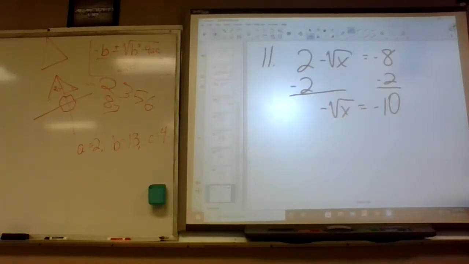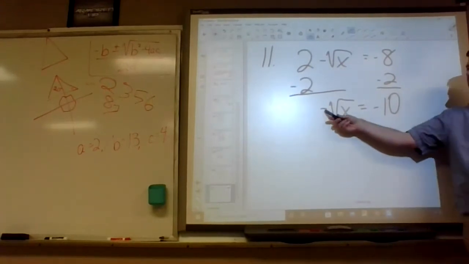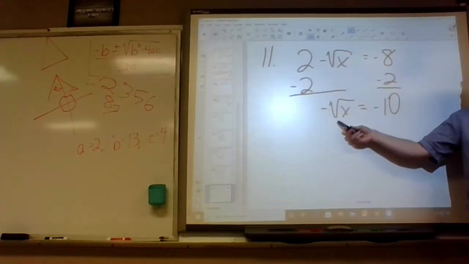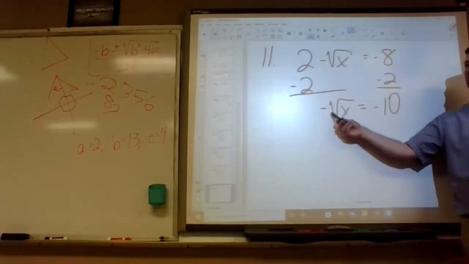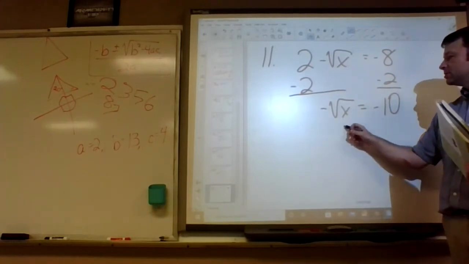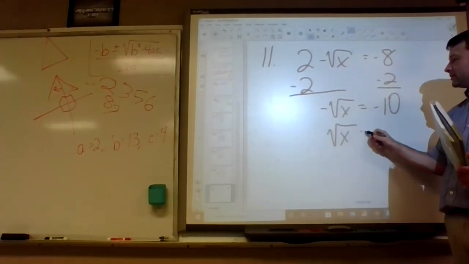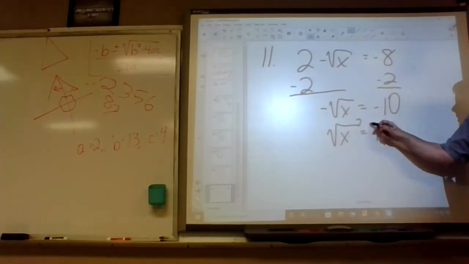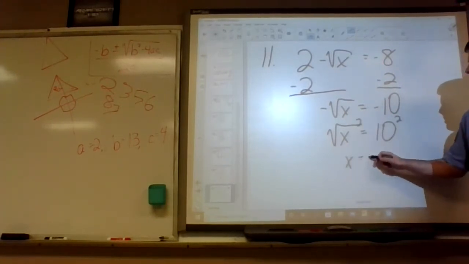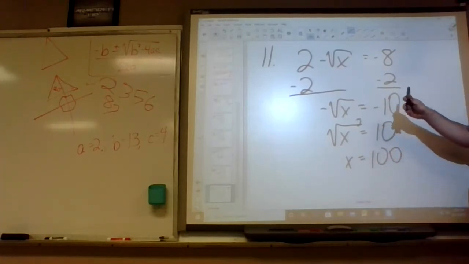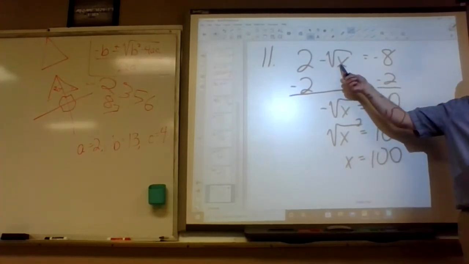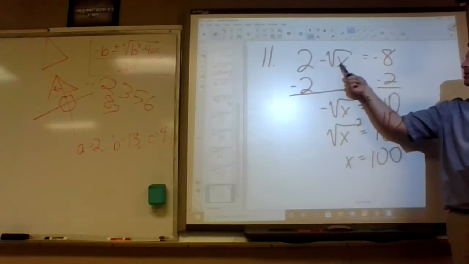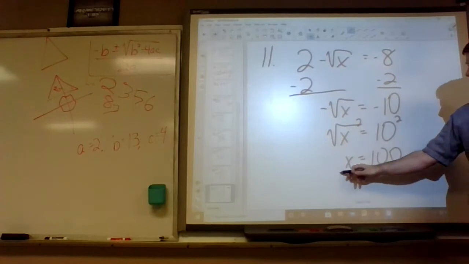What do you think now? Can we just make them both positive? If you multiply both sides by negative 1, what happens? The negatives go away. It makes it positive on both sides. So you square it, x equals 100. Does that work? What's the square root of 100? 10. What's 2 minus 10? Negative 8, it does work.